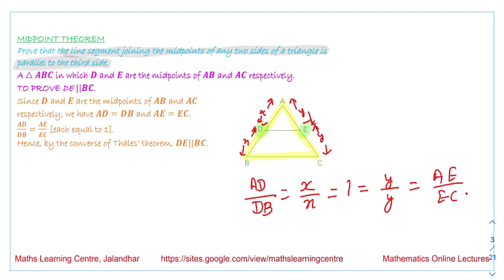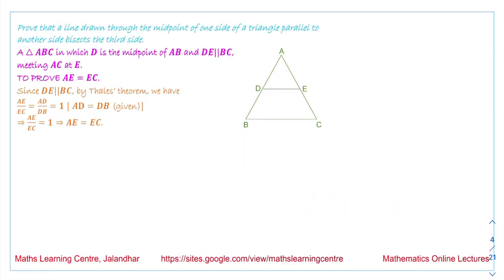And by the converse of the basic proportionality theorem, these two lines, this DE line and this BC line, are parallel to each other. Next we have to prove that a line drawn through the midpoint of one side of a triangle parallel to another side bisects the third side.